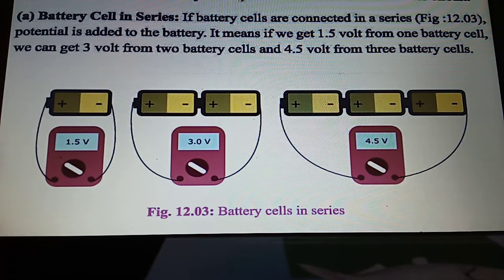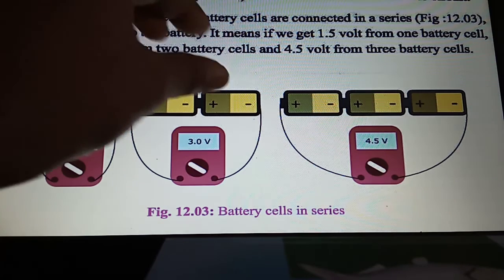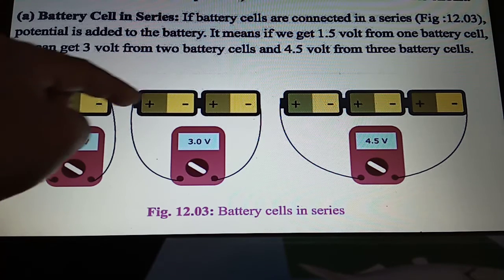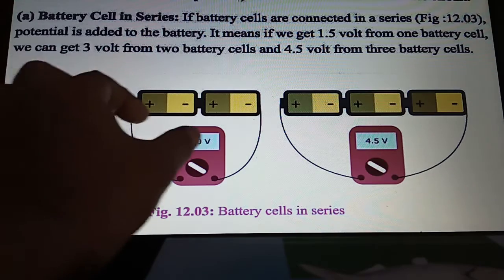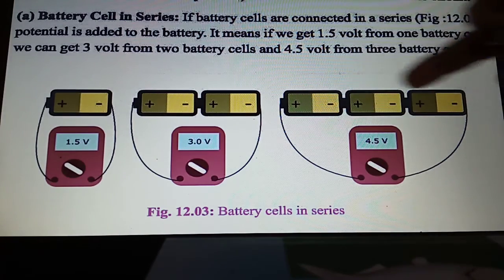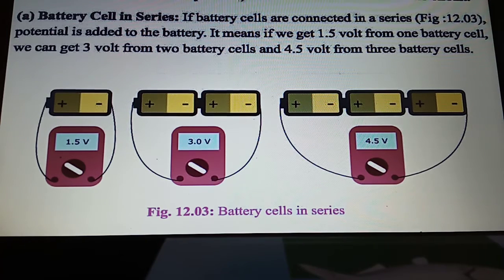Electric circuit. In electric circuit, we can arrange the cells in two ways. That means battery in series combination and battery in parallel combination. You see here one battery, that is 1.5 volt. The voltmeter is giving the reading 1.5 volt. When two batteries are in series, that is added, double, 3 volt. And when 3 batteries, that is 4.5 volt. That means if we add the cells in series, then we get the voltage added.